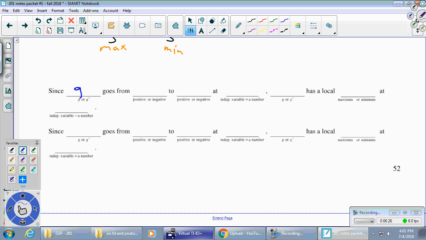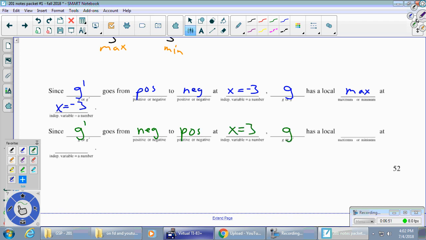So g prime goes from, let's do the first one, positive to negative at x equals -3, therefore g has a local max at the same x equals -3. And now we'll fill in the other one. Since g prime goes from negative to positive at x equals 3, g has a local min at x equals 3.